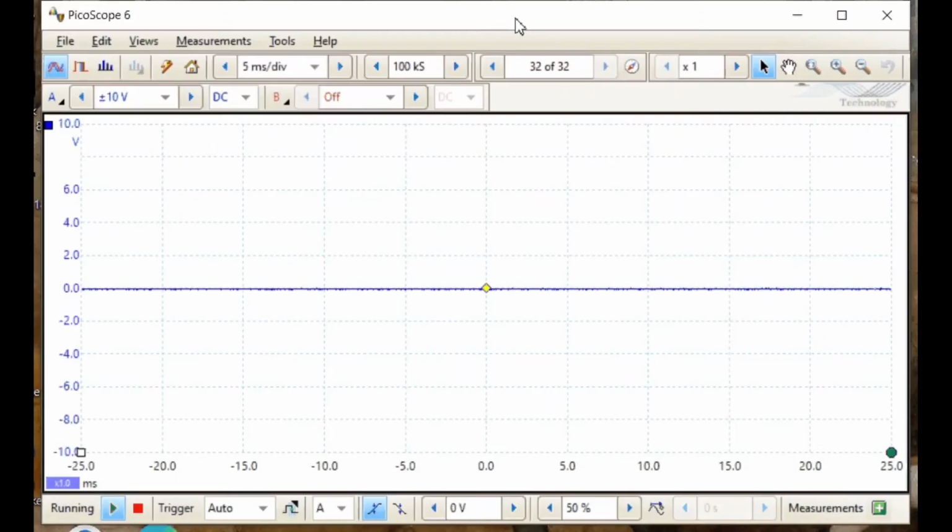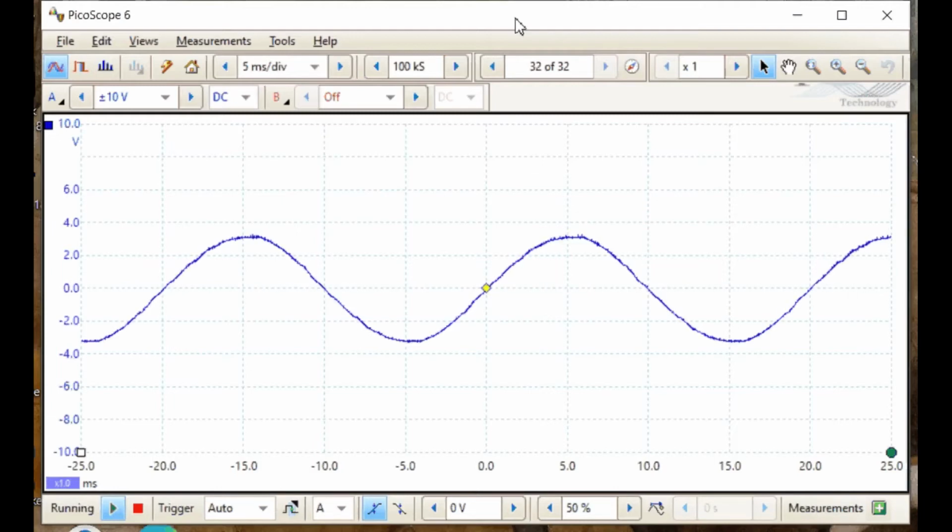So I'm going to start this by looking at an AC signal. This is a 2-volt AC signal, and what I'm wanting to do is to do a bit of mathematical analysis of this.